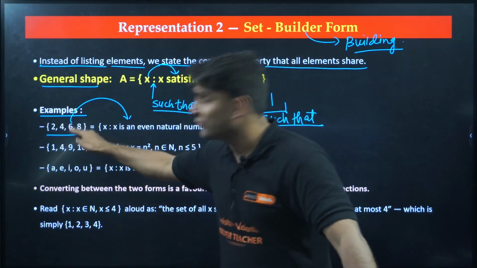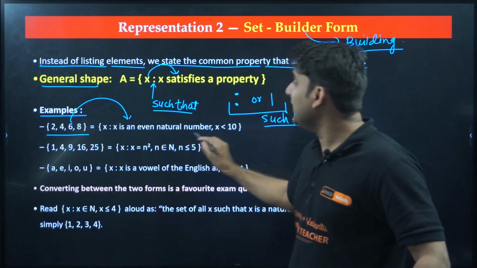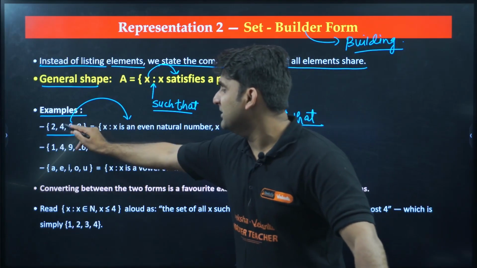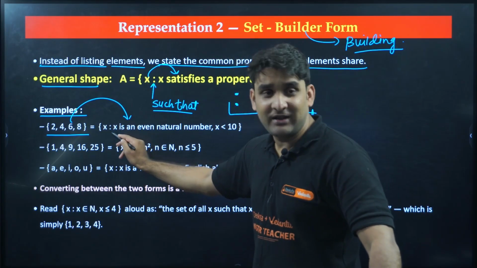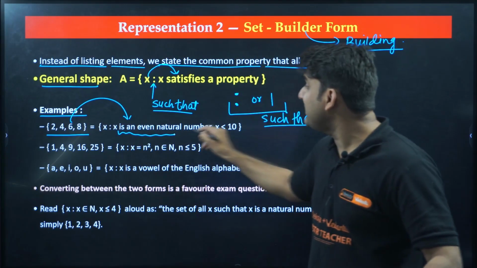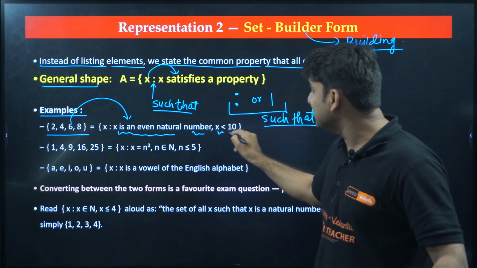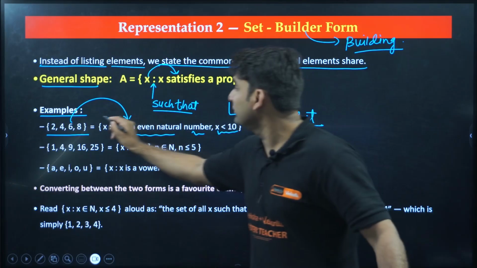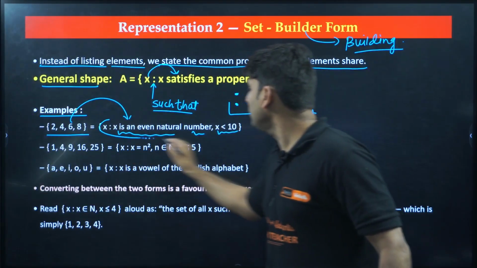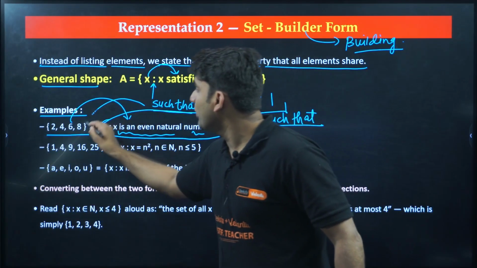So for this roster form, we can write the set builder. Let's say x are the elements, x such that x is an even natural number and x is less than 10. So according to this description, this language, we can write this.